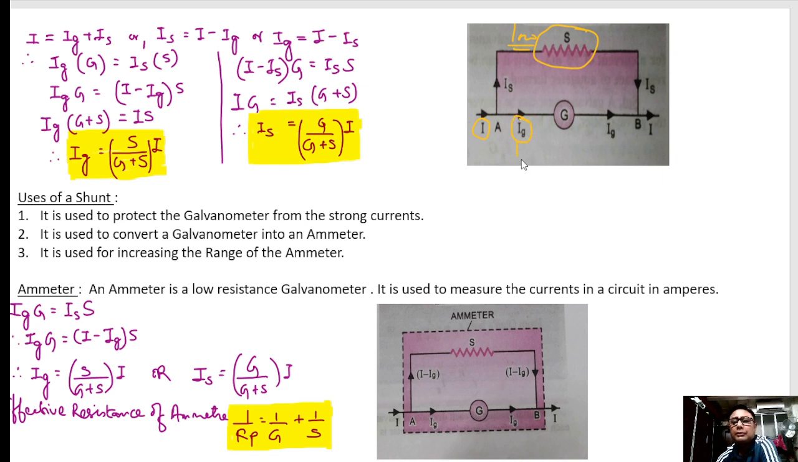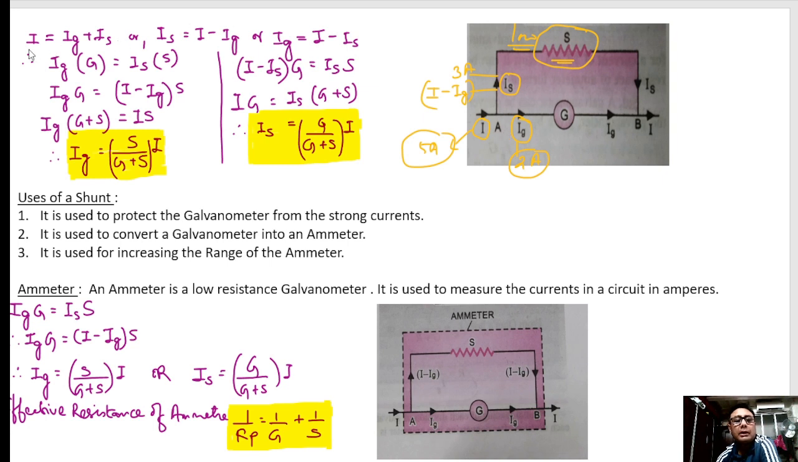Suppose this is 2 ampere, but I want to measure 5 ampere. So what should I do? The remaining 3 ampere should pass through this. That is why we are using a low resistance, because I want to increase the capacity of this. This galvanometer can take only 2 amperes, so we can measure only very small current. If I want to pass 5 ampere through this, the galvanometer will burn out. So I have to connect a low resistance in parallel so that the balance current can pass through it. That means I minus Ig will pass through this.